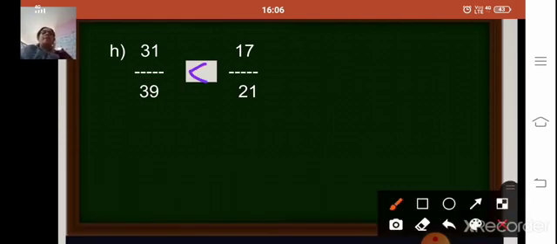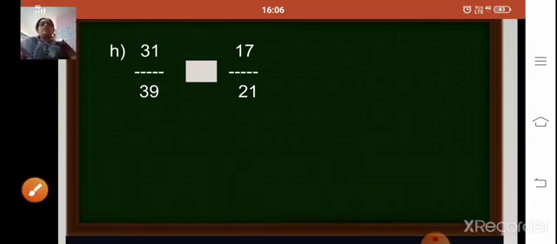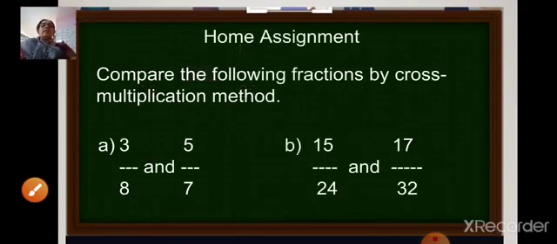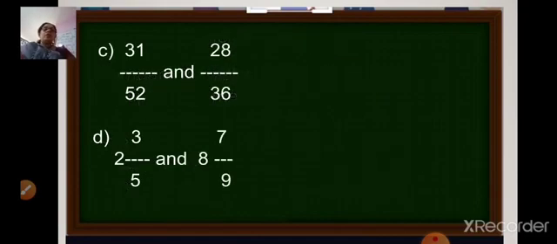Yes. Now based on this method of cross multiplication, there is a home assignment for you, which you have to do in your homework without fail, because you have to practice all these sums. Compare the following fractions by the cross multiplication method: 3 upon 8 and 5 upon 7, 15 upon 24 and 17 upon 32. Third one is 31 upon 52 and 28 upon 36, and the last one is 2 3 upon 5 and 8 7 upon 9. So practice all the sums and do it in your homework.